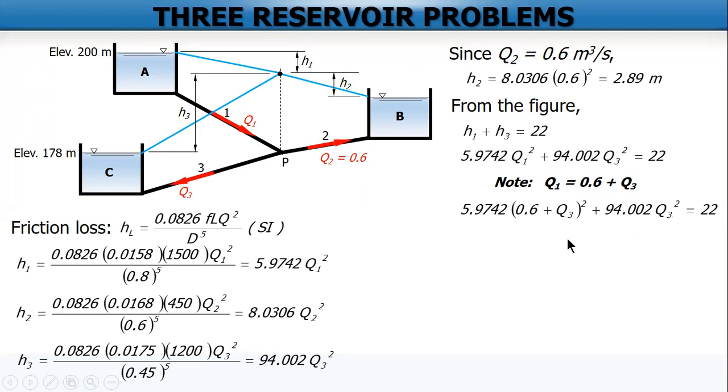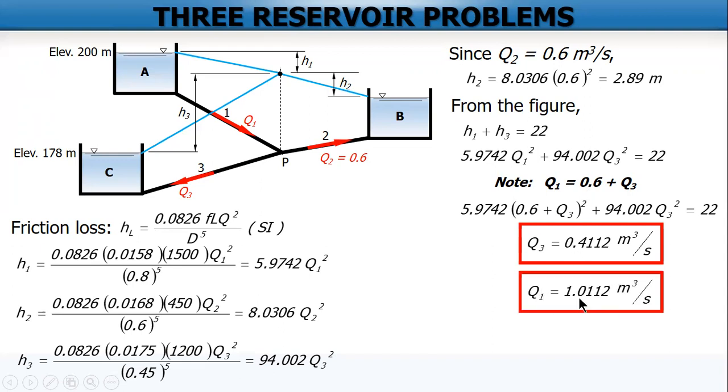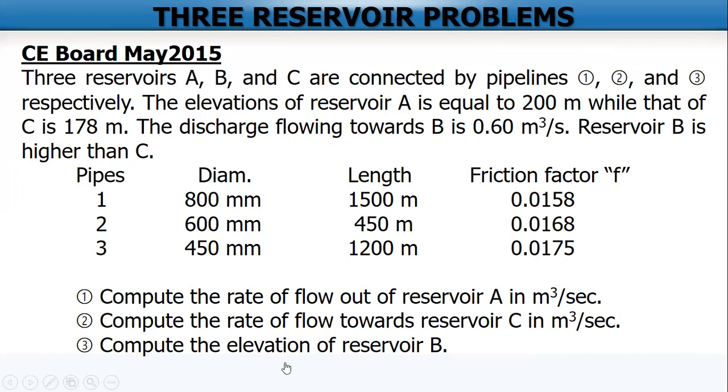And then shift solve. Calcu. Q3 is 0.4112. And then after solving for Q3, substitute plus 0.6, that would be Q1. 1.0112. So, okay na ni. Letter question 1 and question 2. Third question here is elevation sa B. Okay? Compute the elevation of reservoir B.